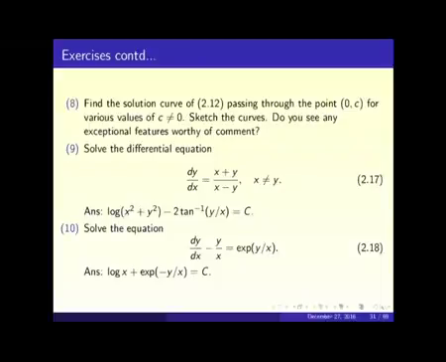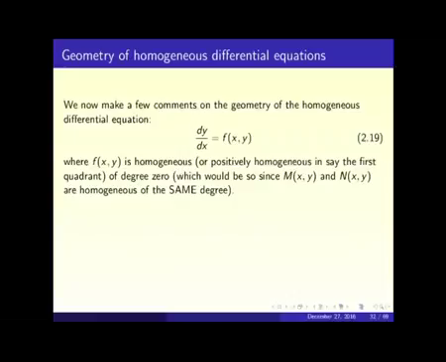You can get the answer log of (x squared plus y squared) minus 2 tan inverse of y by x equals c. In the next equation, dy by dx minus y by x equals x of y by x. Again, it's a homogeneous differential equation. Y equal to vx substitution will do the trick. Okay, so you got a large number of exercises to do.